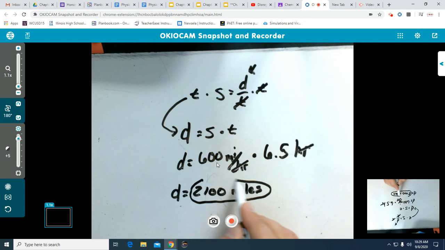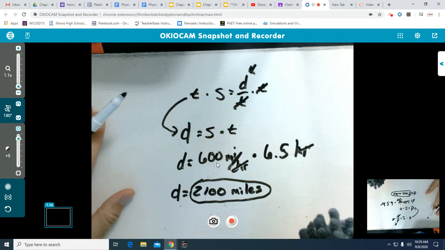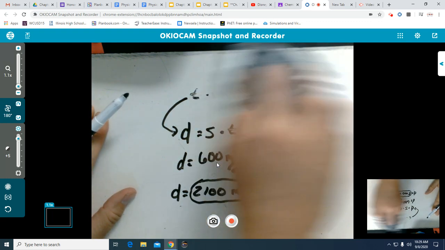Oftentimes, I like to have my students circle their answers. I don't take off if you don't. I just like to have them circle their answers, especially when we start getting all this work done right here. And then it just makes it a little easier for me to decipher what you want me to look at as your answer. Okay? Questions on number 1? Let's go on to number 2.